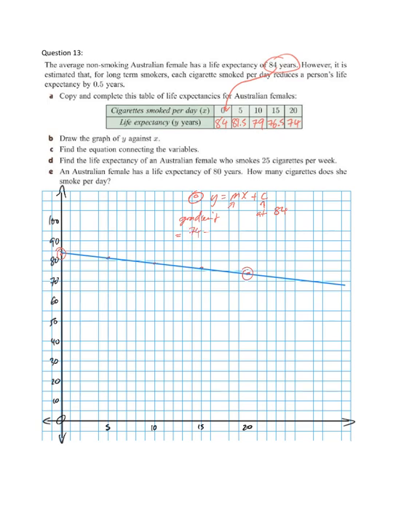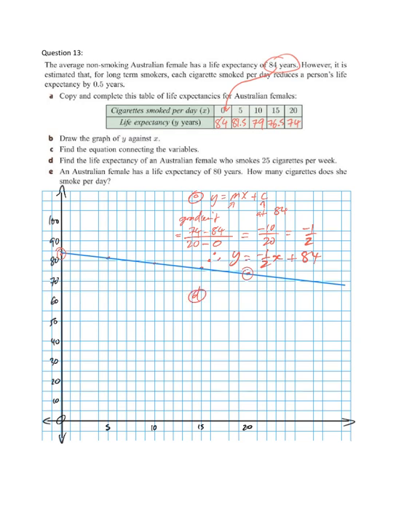74 minus 84, where it started, over x2, which was 20, minus x1, which is 0. 74 take 84 is negative 10. 20 take 0 is going to be 20. So the answer is going to be negative 1/2. So the equation is going to be y is equal to negative 1/2 x plus 84. That is C done.